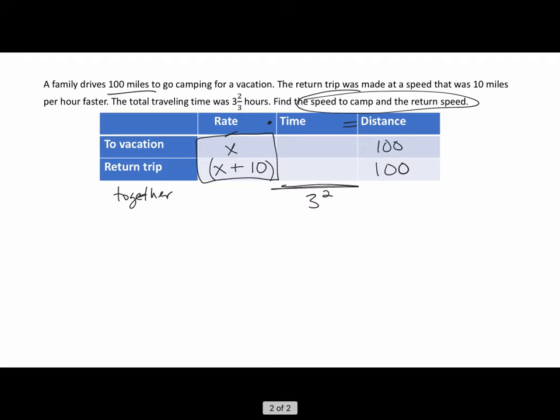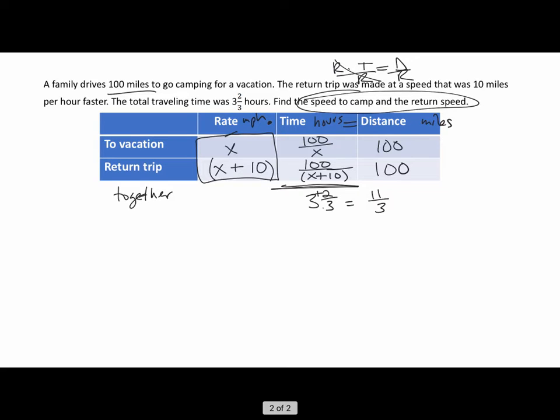So 3 2/3 hours. Probably want to get that into an improper fraction, so 3 times 3 plus 2 is 11/3 hours. So hours, miles per hour, and miles are our units. Find the speed. Okay, we know that rate times time equals distance, and we don't know what the time is. That's what we have to figure out here, so let's divide by the rate. And the time is distance over rate. So distance over rate.